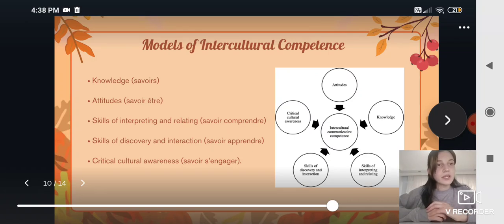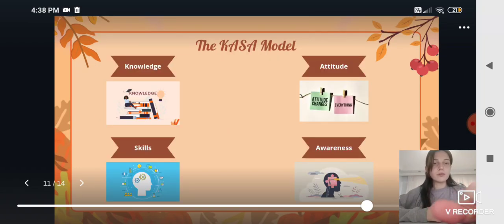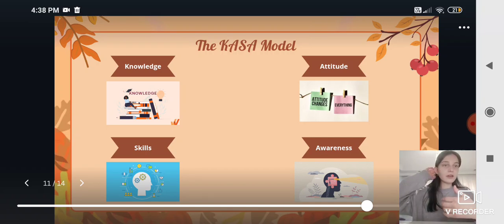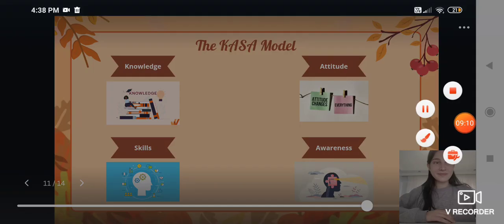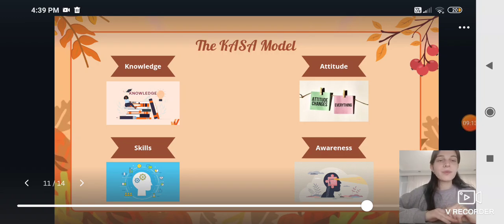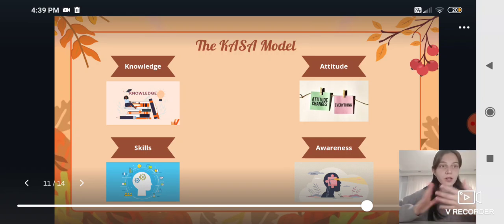So in the next page we have the KSAA model. We talked about knowledge and attitude, but let's talk about them again briefly. As the first step in our KSA model, we have knowledge, like we talked about in the previous page. It refers to what a person knows about cultural differences, like cultural norms, communication styles, social rules, beliefs, values, and so on.